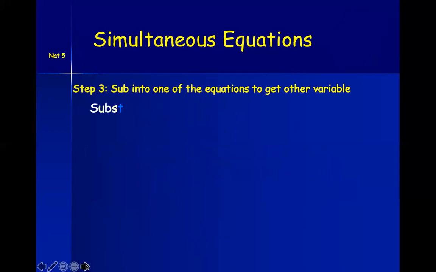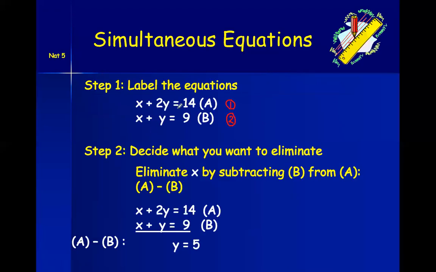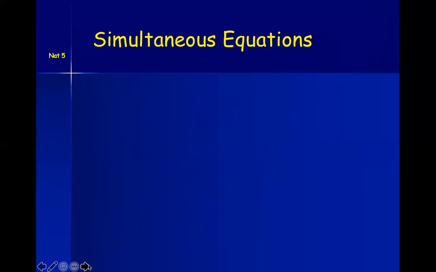To find x, you just sub into one of the equations to get the other variable. So remember we had two of them, x plus 2y equal 14 or x plus y equal 9. Now that I've got y equal 5, I need to use any of those two. Remember the two lines cross each other, so you can pick any of the two. Here, I'm going to pick the second one because by replacing y by 5, it's just x plus 5 equal 9. What do I need to add to 5 to get 9? 4. So it's easy to solve that equation.